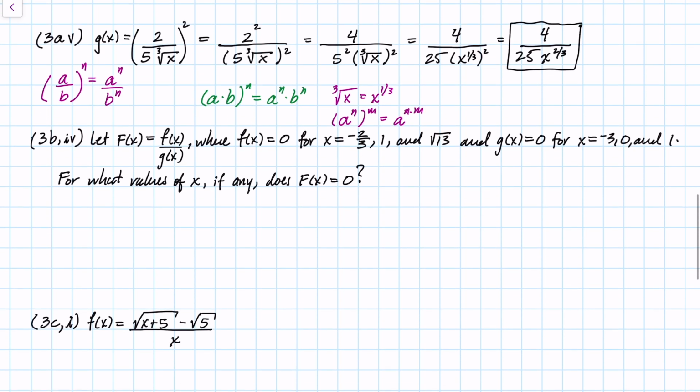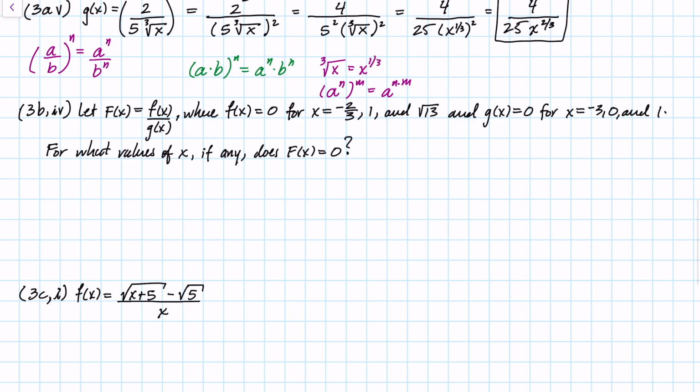All right, so let's move on to problem 3b, part 4. Here we have a function that we don't know how it is defined necessarily in terms of a formula, in terms of x squared and x cubed and so on, but we do know that big F of x is essentially defined as the ratio between small f and g. We're also told that f of x is 0 only when x is equal to negative 2/3, 1, and square root of 13, and that g of x is only 0 when x is negative 3, 0, and 1.